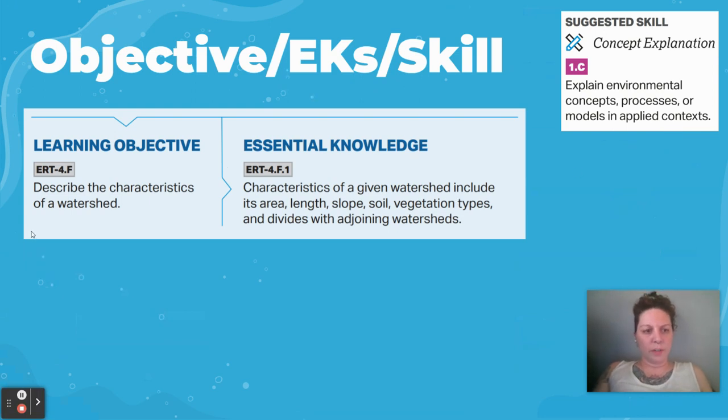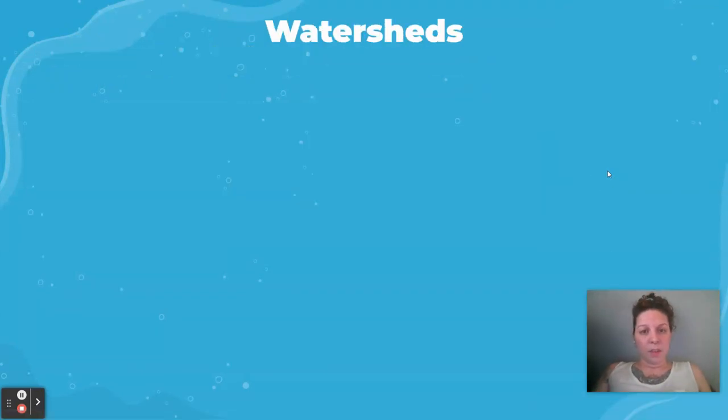So, our learning objective today will be to describe the characteristics of a watershed, and your FRQ will be to explain environmental concepts, processes, or models in applied contexts.